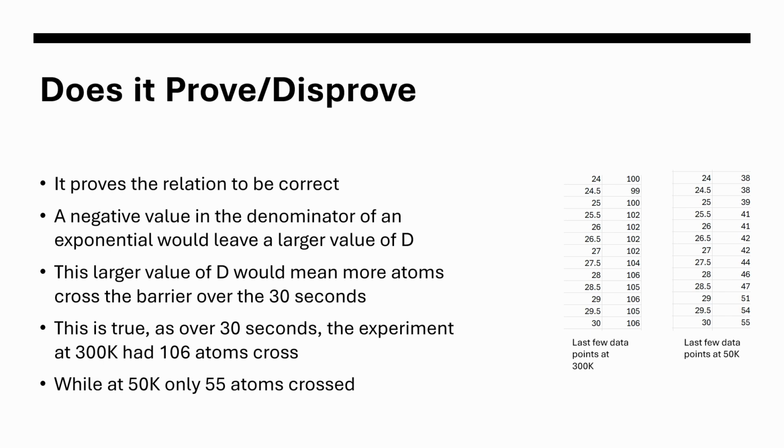And this is true because over the 30 seconds, the experiment, when it was at 300 Kelvin, we had 106 atoms cross over from the left to the right side. And while we were at 50 Kelvin, we only have 55 atoms crossed. This does prove that there is a correlation between temperature and the diffusion coefficient, where as temperature decreases, less atoms cross, and vice versa. As temperature would increase, more atoms would cross, which shows the total energy increasing the speed, and thus the flux of the atoms.